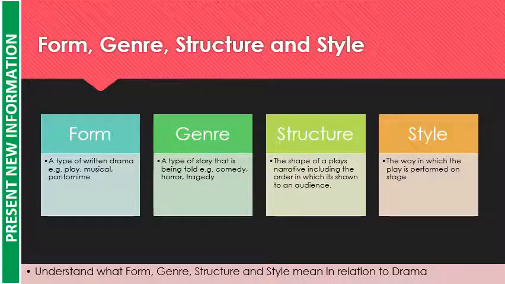The third one is structure. This is a shape of a play's narrative, including the order in which it's shown to an audience. So when we talk about a narrative, that's the storyline. Is it chronologically ordered? Is it going from one point in time to a later point in time, or does it jump about? And the style, which is the way in which the play is performed on stage.